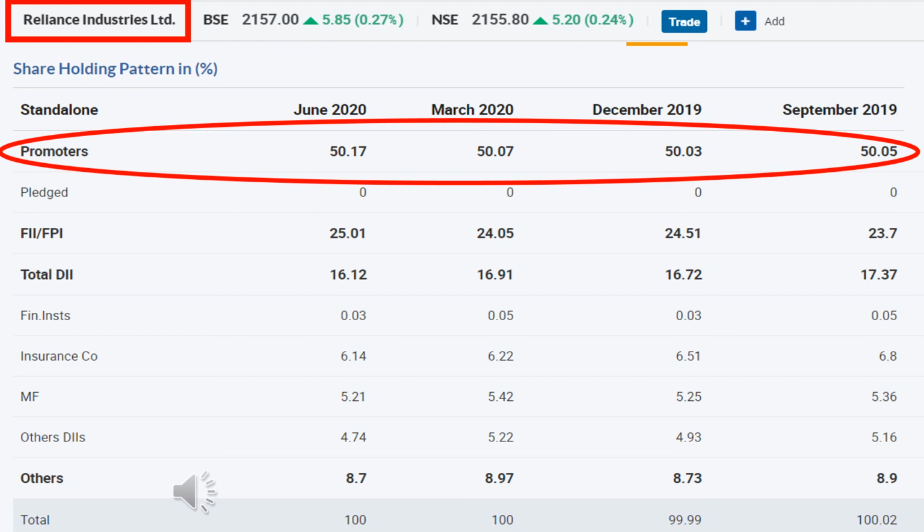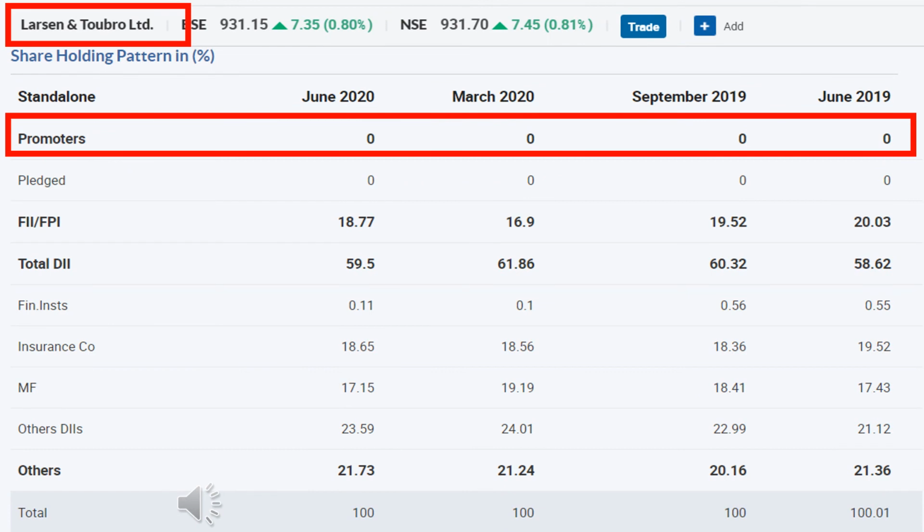So, this is one of the positive signs for that company. In this slide, you are seeing the shareholding pattern of L&T Limited. In L&T Limited, there is no promoter. So, promoter holding is 0%. In a professionally managed business, if the promoter holding is 0%, there is no problem in that.